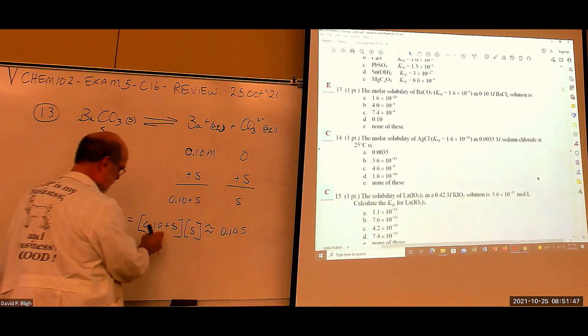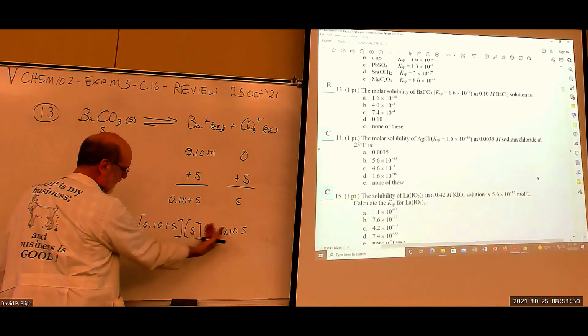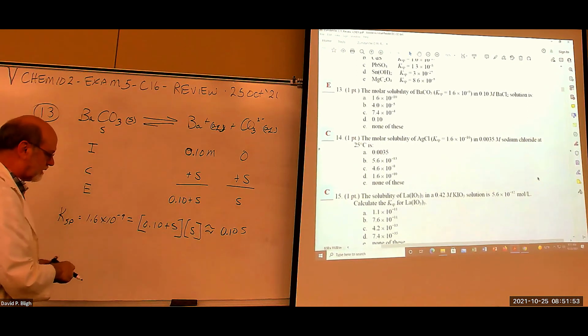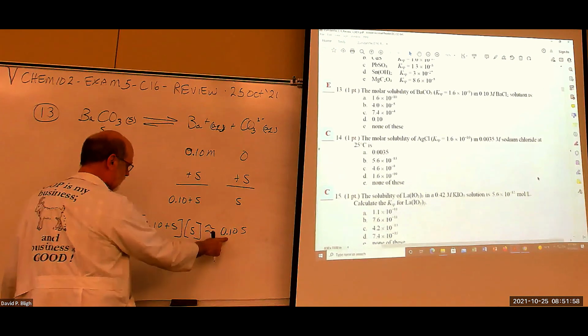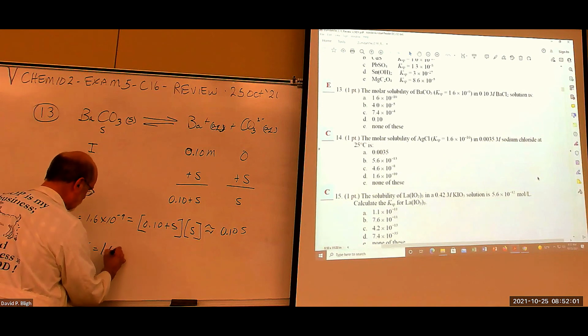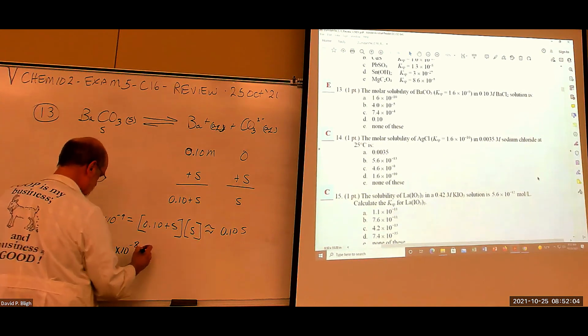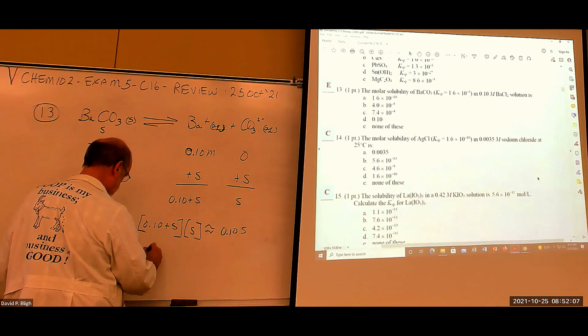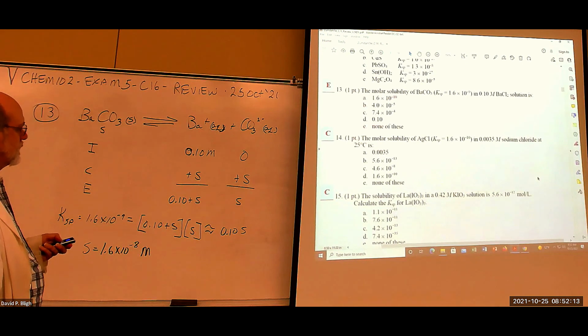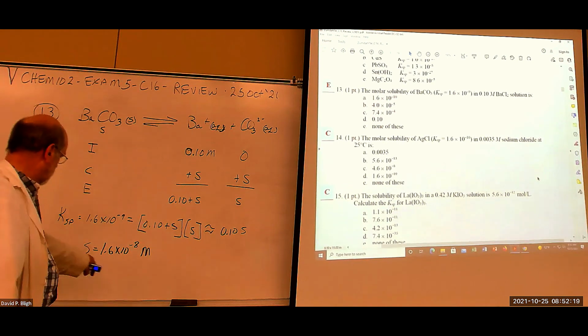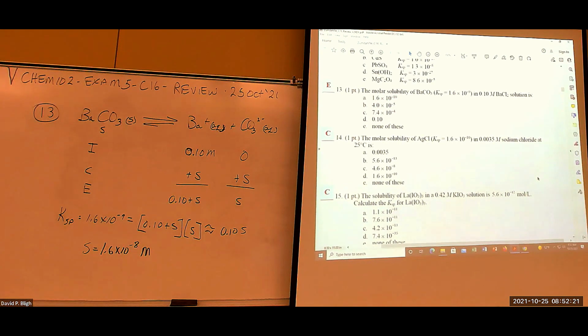0.10 S. In other words, that one times S is equal to this. So S would just be, let's see, 0.1 over here would be divided by 0.1 or times 10. 1.6 times 10 to the minus 8 molar. Let's see. Is that what this one says? E. None of these. Right. None of those. Because I say 1.6 times 10 to the minus 8. What does the word problem say? 1.6 times 10 to the negative 8.